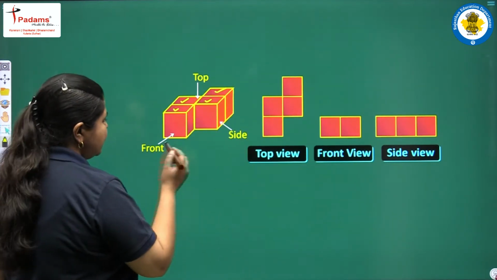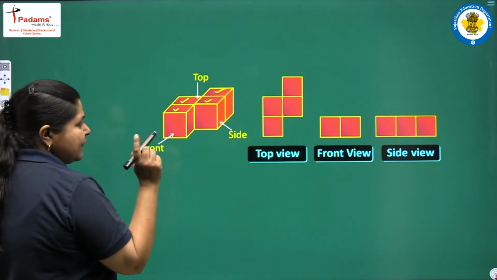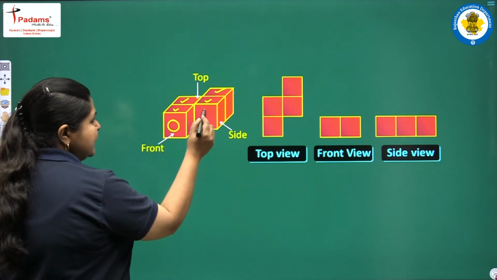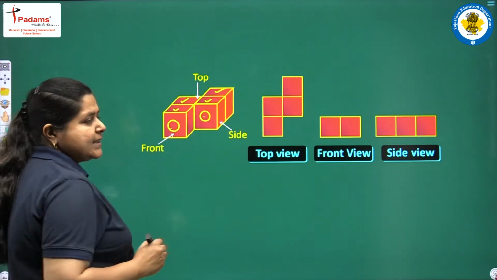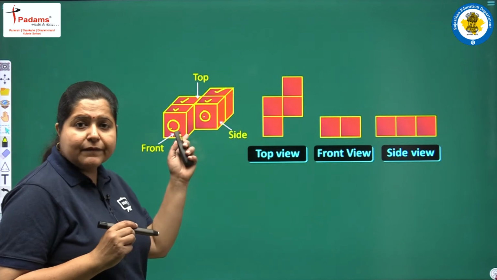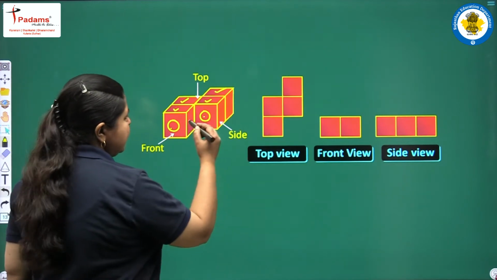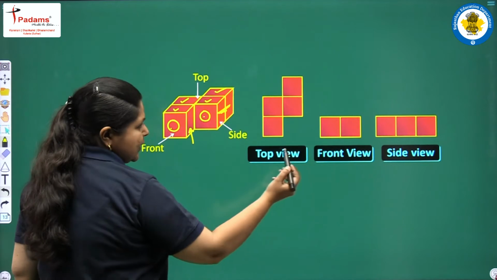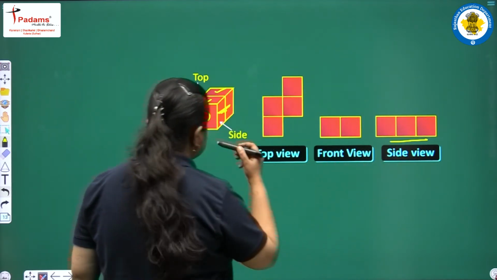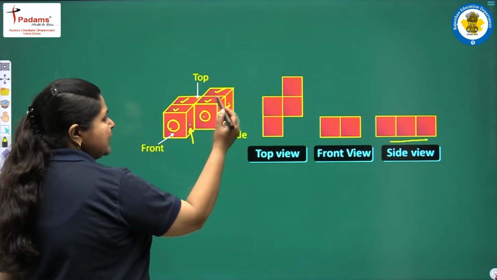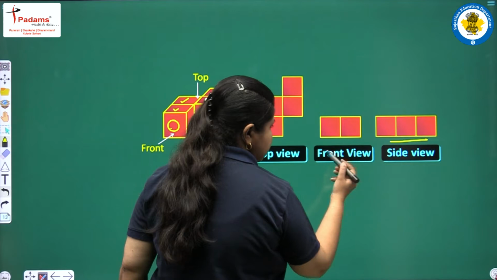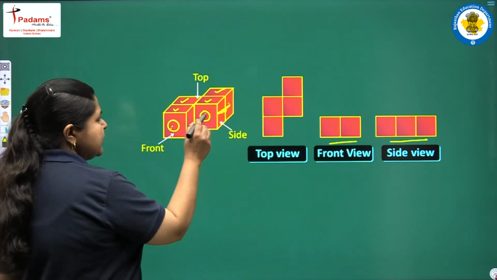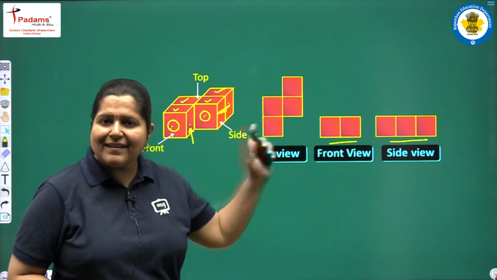If you view it from front, what faces will you see? This one and this one. These two faces will be visible as you see it from the front, and the side view will be this face and these two faces. So in this way, this is the side view. You will be able to see 3 faces, 1, 2, 3, and so 3 faces. In case of front view, you will be seeing only 2 faces, so 2 faces are shown here.